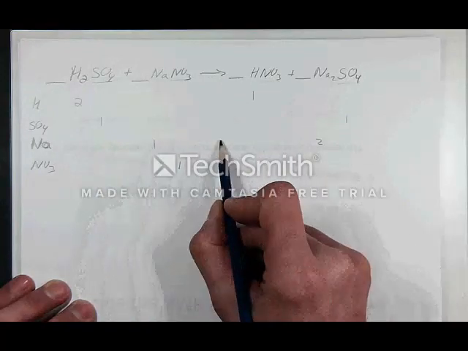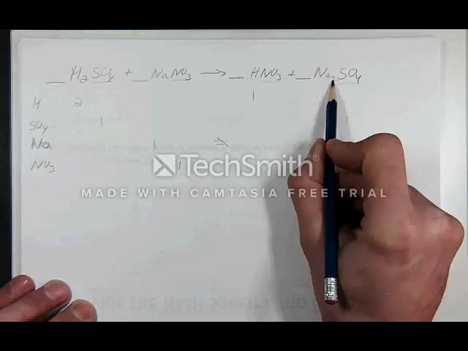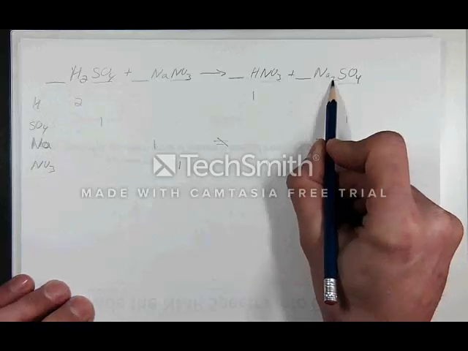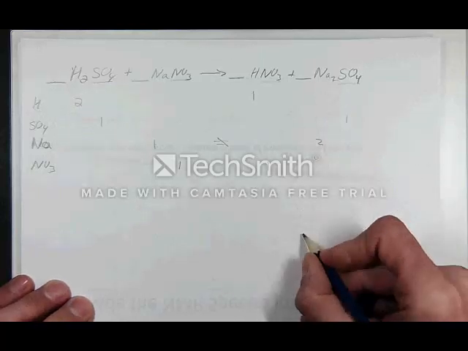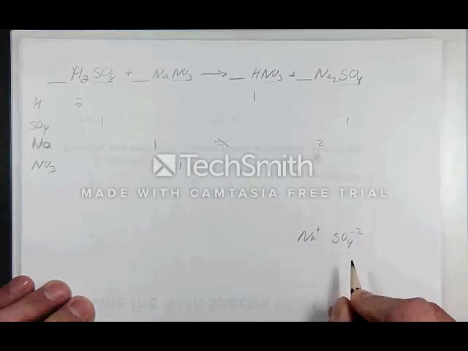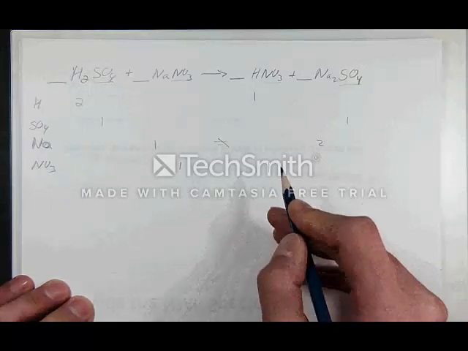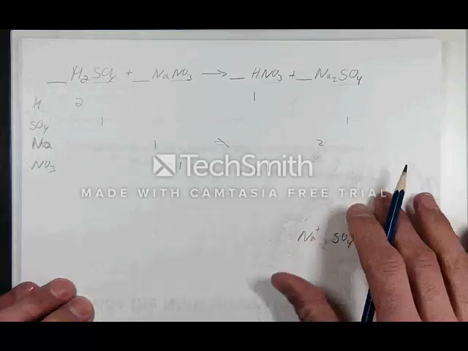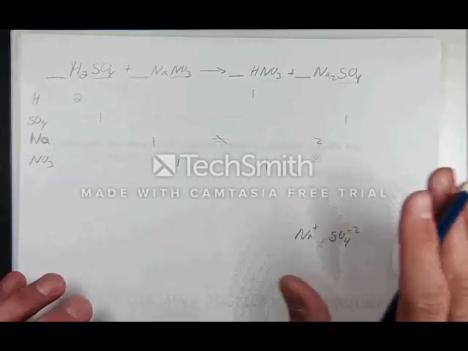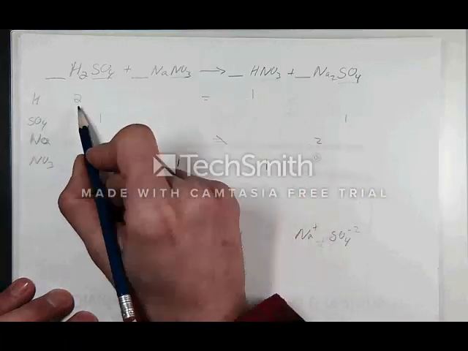Sure, 1 doesn't equal 2 here, balancing for the sodiums. You cannot change this 2 to a 1, because if you remember, sodium is +1, sulfate is -2, and the reason that 2 is there is to balance the charges. So we use subscripts to balance the charges, and as soon as you start messing with that, the charges aren't balanced and it's all wrong. Okay, so only mess with the coefficients.